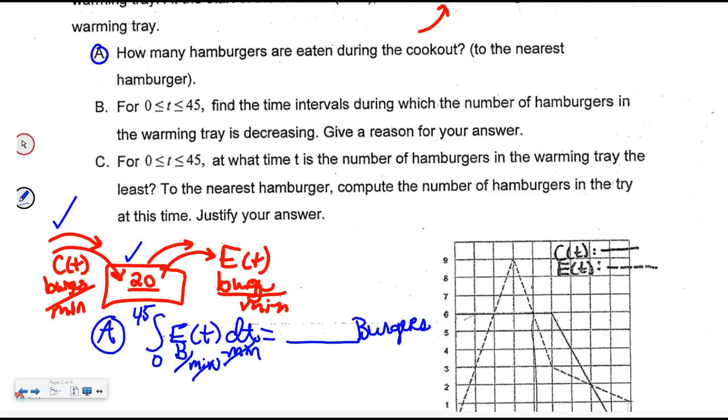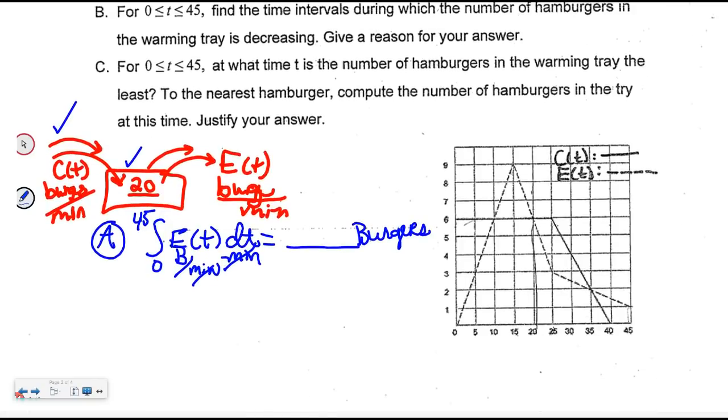So I go to the graph and I realize that the dashed lines represent E of t. So I don't look at anything else, except I'll do it in blue. This is the rate that the kids are eating the burgers. So the camp out starts and kids start to get in line. They start to eat. They're getting in line faster and faster.